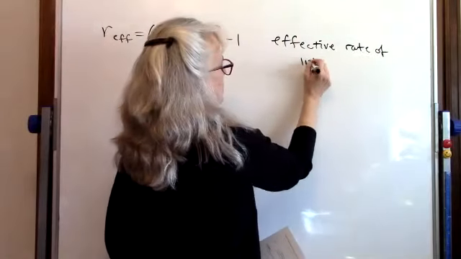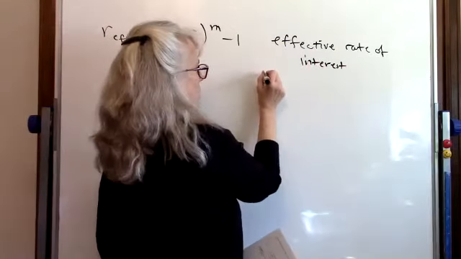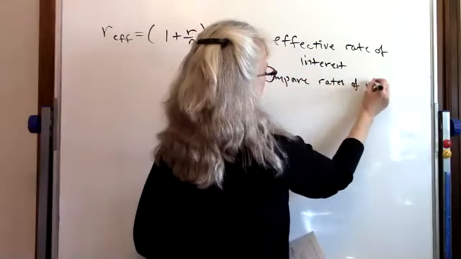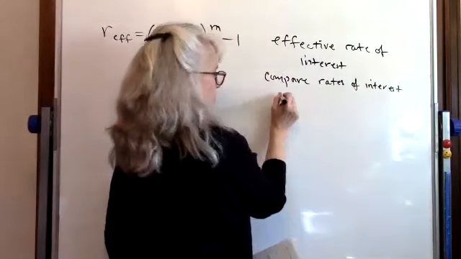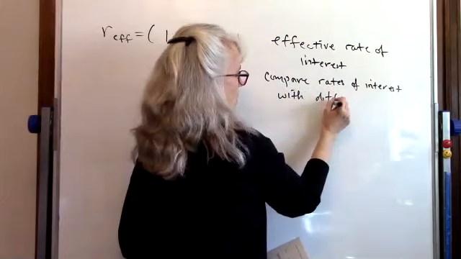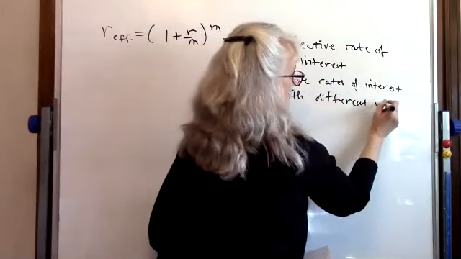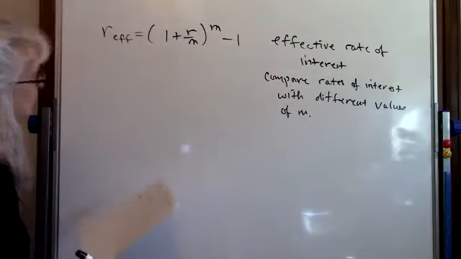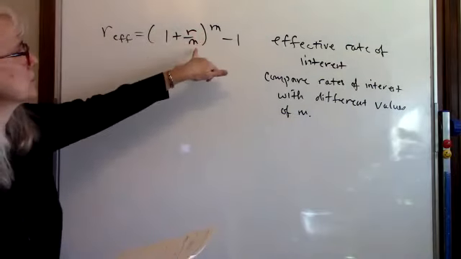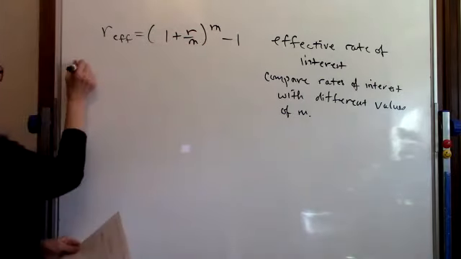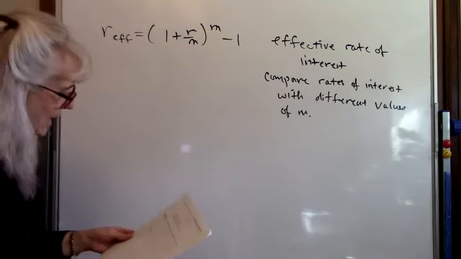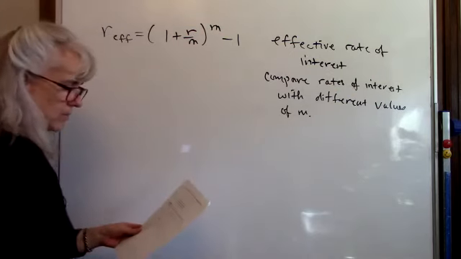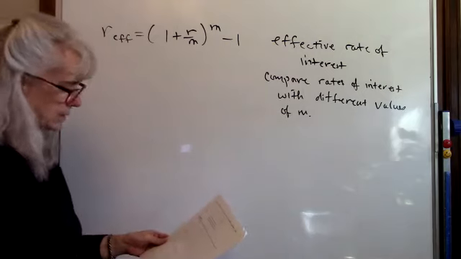So again, what this does is it gives us an effective rate of interest. Again, that lets us compare rates of interest with different conversions, with different values of m. So this is the effective rate of interest. This is the given interest, and the m is still the conversion periods. So our next example, find the effective rate of interest corresponding to a nominal rate, and nominal means per year, of 6.5% compounded annually, quarterly, and daily. Part A is annually.